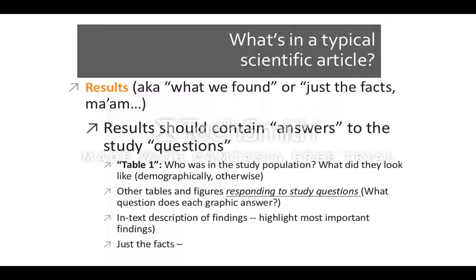It shouldn't make any guesses as to why. It should just tell you what was found in the study. There's often several tables in this section. Table 1 tends to be the demographics, or who was included. And when you look at Table 1, or the demographic table, think about what the researchers are telling you, but what the researchers aren't telling you.